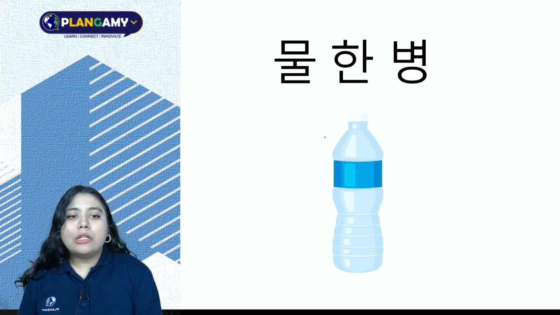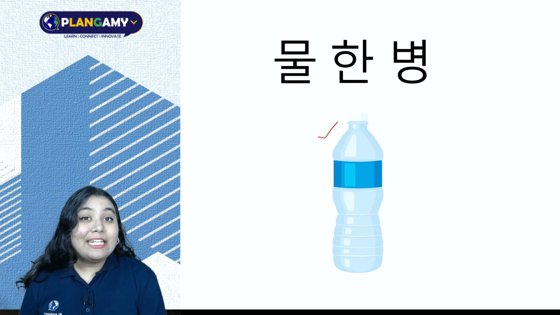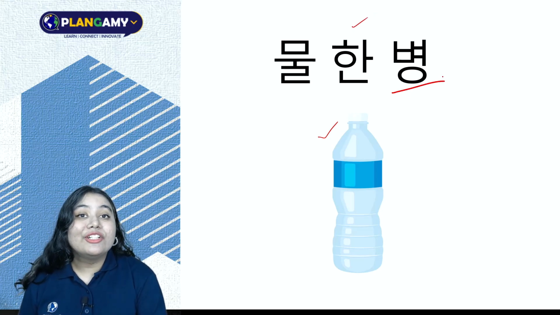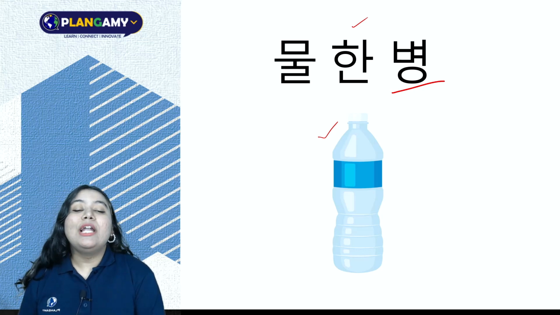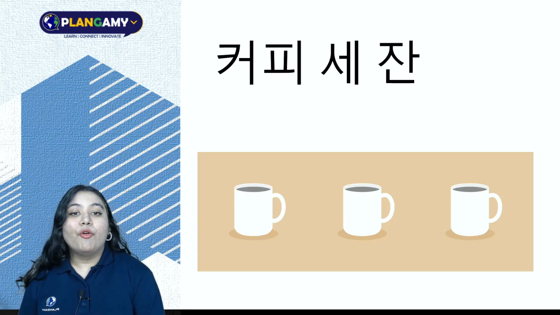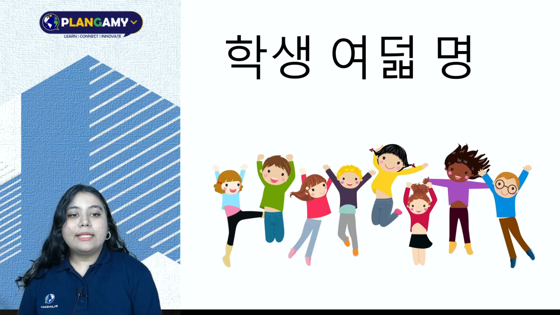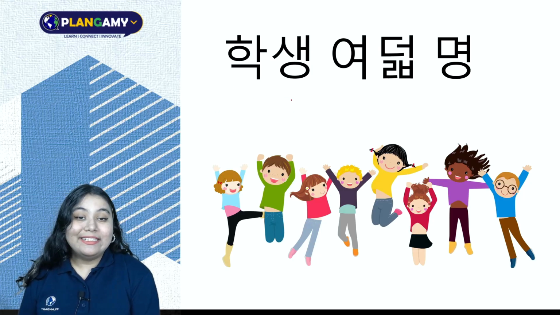Okay. 물, water. I have 1 bottle of water. So instead of 하나, I'll use 한. So 물 한 병. 병 is used for bottles. 물 한 병. Next we go to 잔. Coffee. Let's see how many coffee we have. 하나, 둘, 셋. 3, 셋. So coffee 세 잔. Not 셋. 세. Coffee 세 잔.